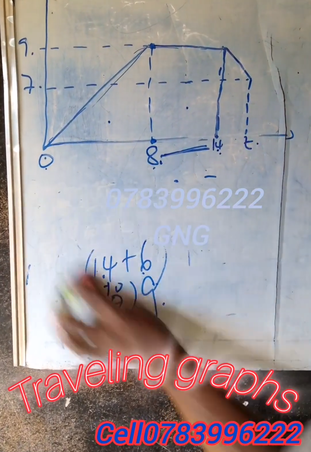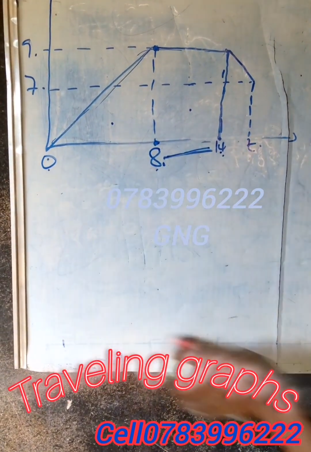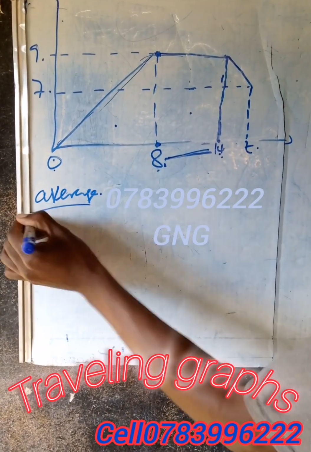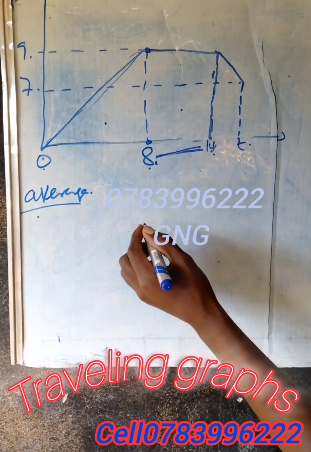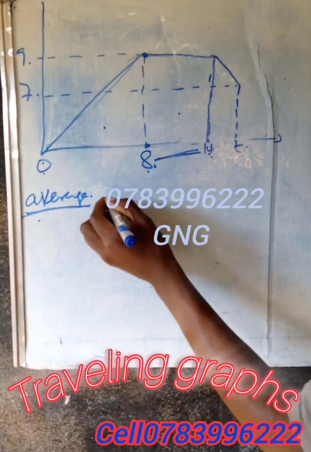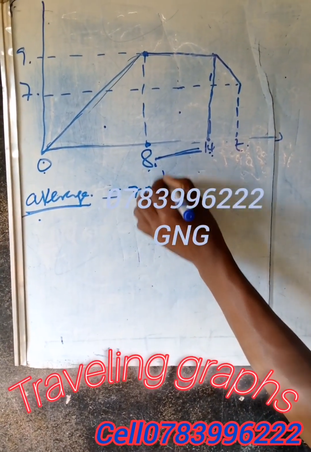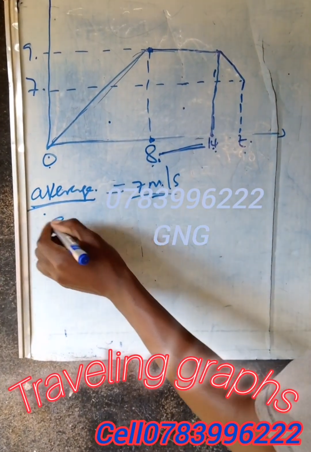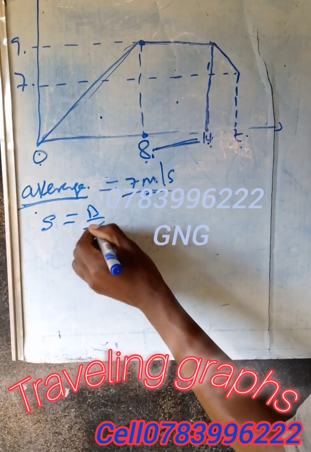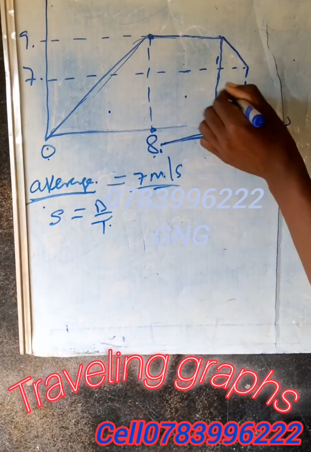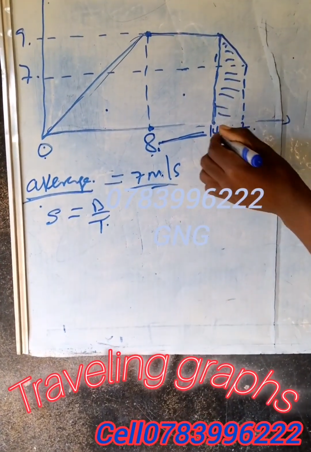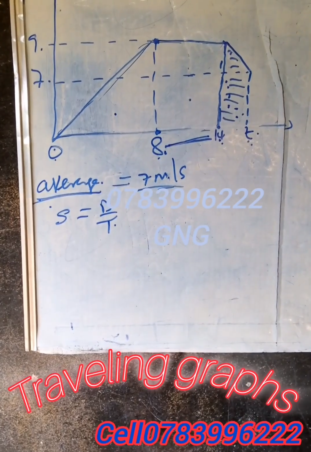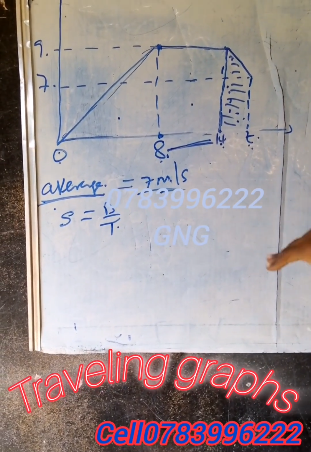So then, this is our question. It's just freestyle. Given that our average speed is equal to 7 meters per second, find the value of t. Now we know that speed is equal to distance over time taken, but we don't have this distance from 14 to t. But if you look at this shape, this is a trapezium, but a trapezium that is upside down.